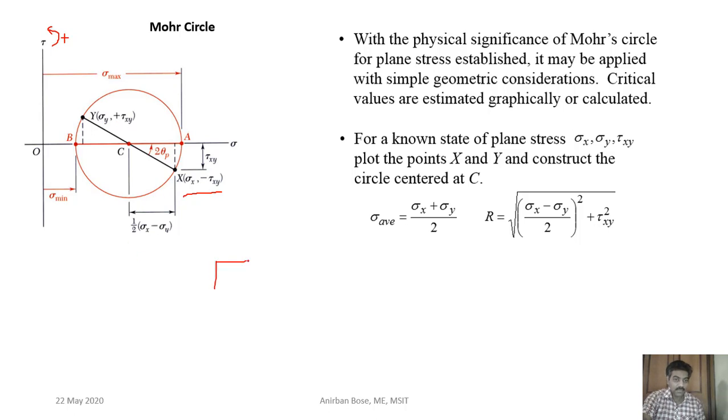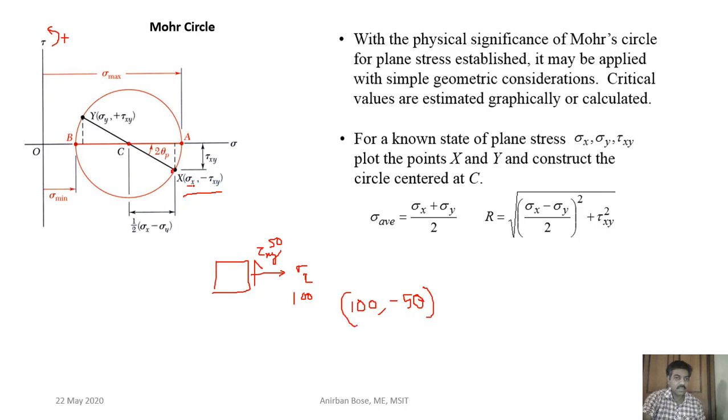Suppose this is your element where this is your tau xy and this is your sigma x. Suppose this value is 100 and this value is say 50. So what you have to plot is that anti-clockwise positive is the upward direction, and what you have to plot is 100 comma minus 50. You have to plot this one as a point.